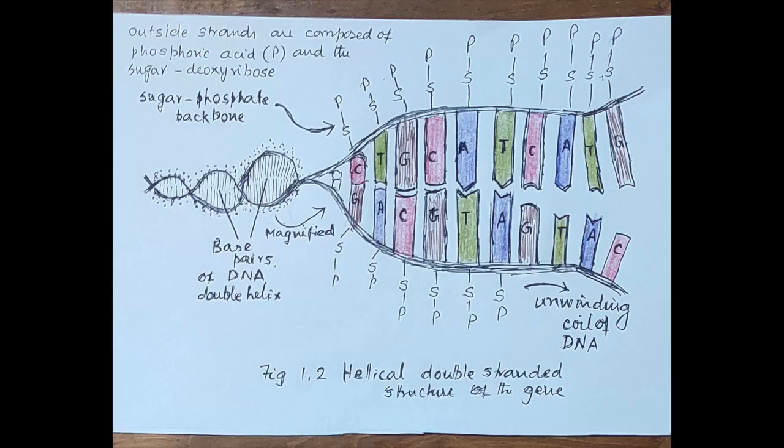Figure 1.2 shows the helical double-stranded structure of the gene. The outside of the helix are strands composed of phosphoric acid and the sugar deoxyribose, that is the sugar phosphate backbone. The inside between the two coils are the base pairs of the DNA double helix.